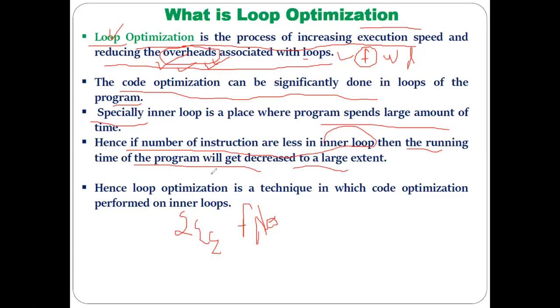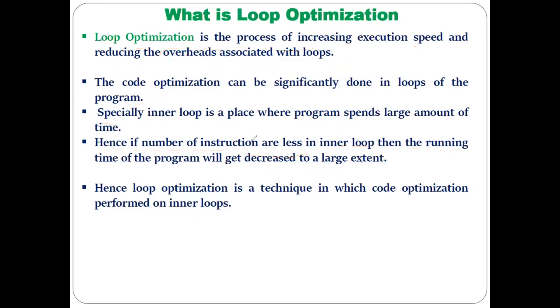Hence, if the number of instructions in the inner loop is smaller, the running time of the program will decrease to a large extent. So through loop optimization, we try to remove the unnecessary, redundant instructions in the inner loop, so that the execution time is reduced and the program executes faster. Loop optimization is a technique in which code optimization is performed on the inner loops, and through that the running time is reduced and execution speed is increased. That is the overall concept of loop optimization.